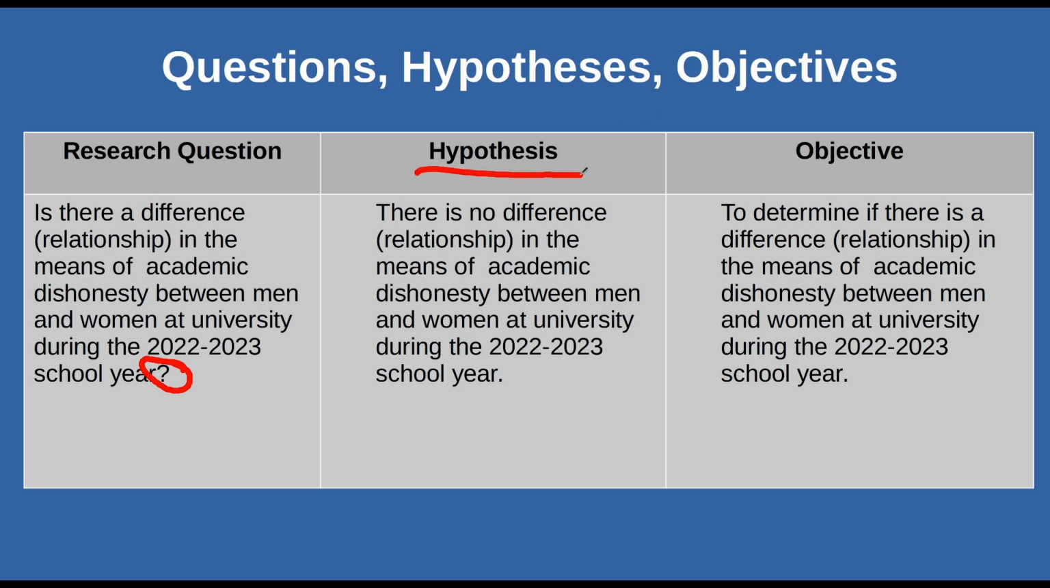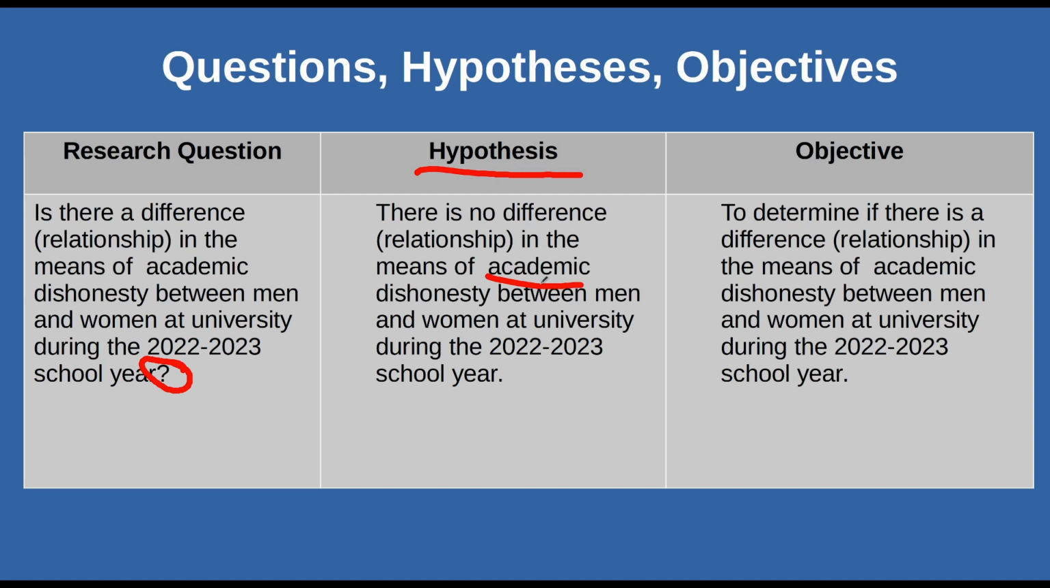I'm right over here now. There is no difference or there is no relationship in the means of academic dishonesty between men and women at university during the 2022-2023 school year. So again, this is a null hypothesis. I'm saying there's no difference in the means. There's no relationship in the means. In other words, gender does not have an influence on people's academic means. That's my hypothesis. And so again, I'm dealing with the same ideas.